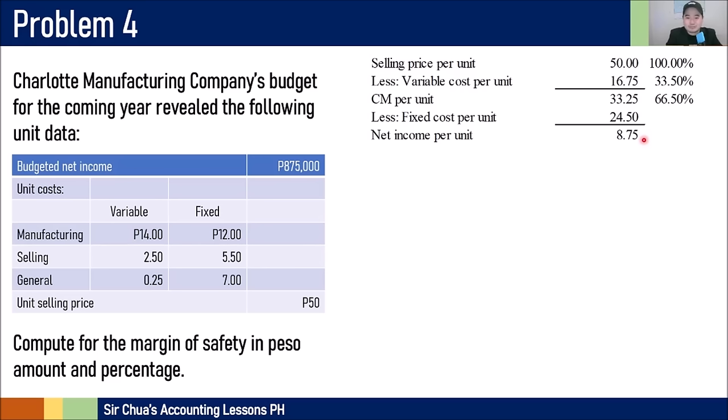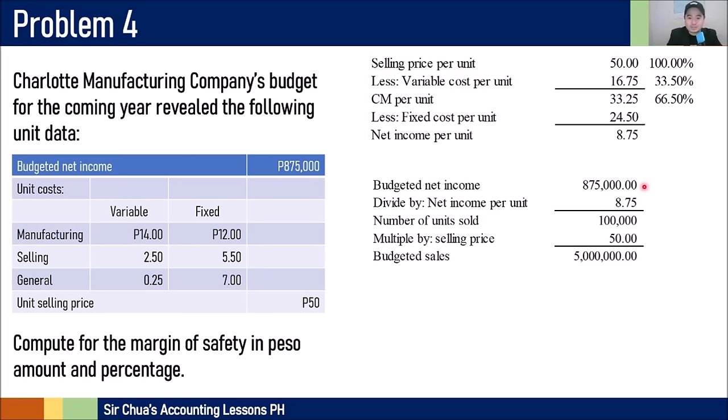Now you can connect it. If the net income per unit is 8.75 and your budgeted net income is 875,000, you know the drill. You can now find out how many units you sold. But before that, don't forget these analyses. Get the contribution margin ratio right away. You will need it later. Okay? So, next step. If your budgeted net income is 875,000 and the net income per unit is 8.75, that means you sold 100,000 units. If you multiply it by the selling price of 50, then your sales had been 5 million.